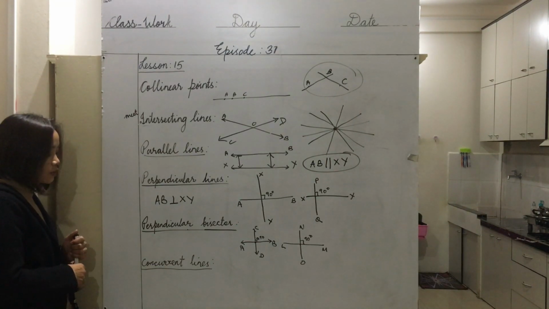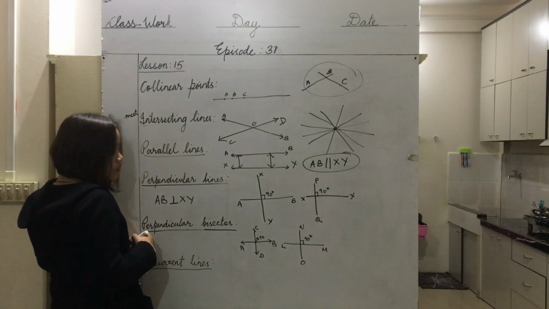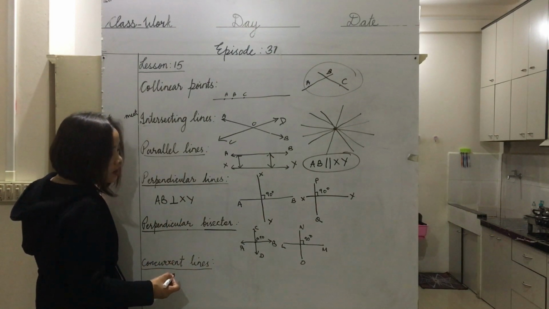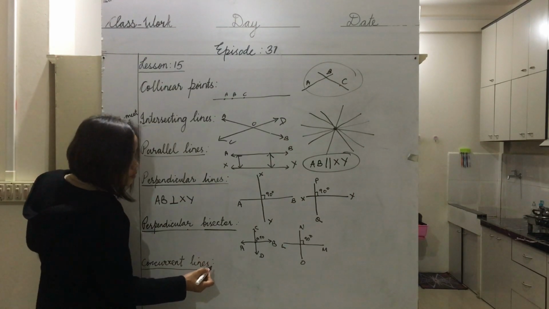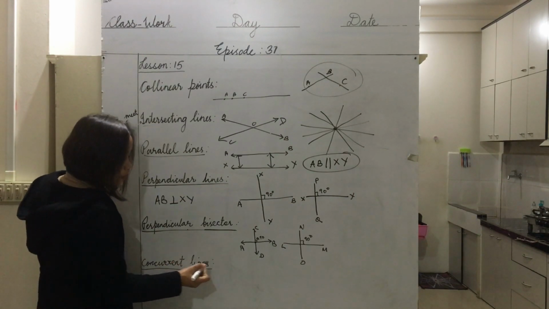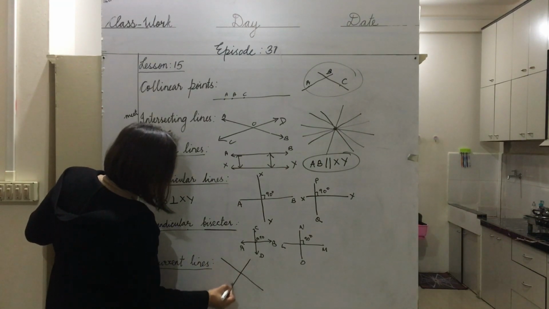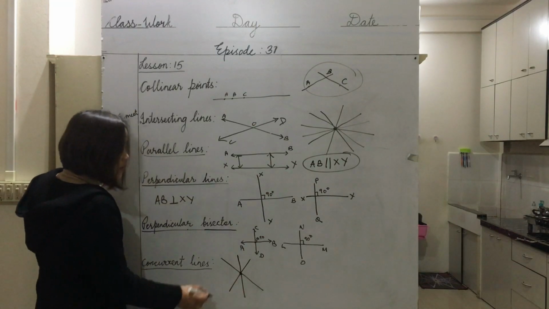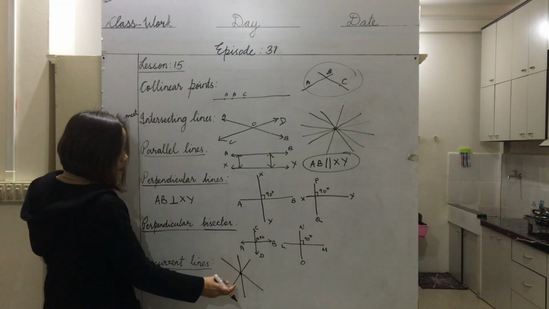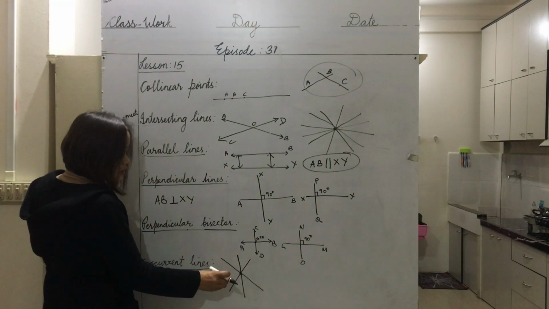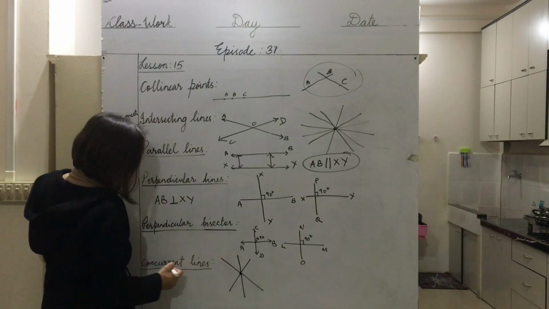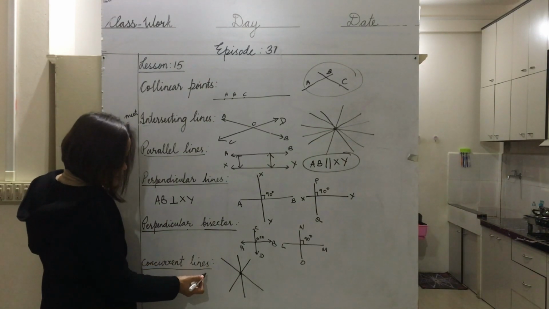Last one we have concurrent lines. When three or more lines are drawn through a point, that means three or more lines are drawn through a point. When the three or more lines pass through one point, those lines are called concurrent lines, right?